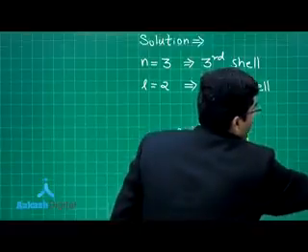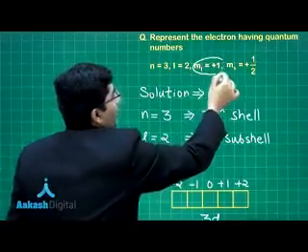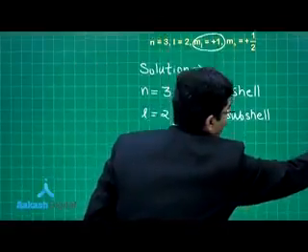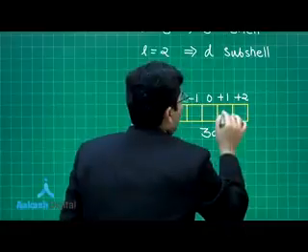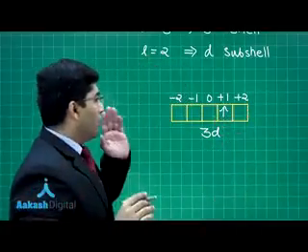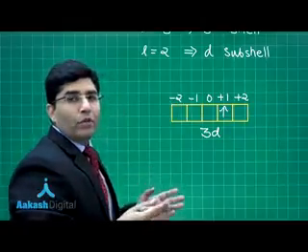And what is given? The value of ml which is given is equal to +1, and ms is equal to +half. So we can represent the electron like this. So this is the answer. Let's move on to the next question.